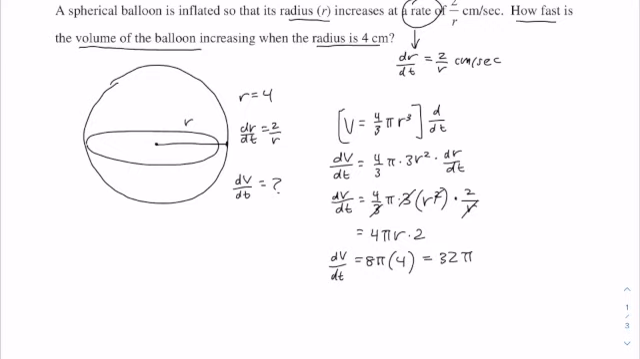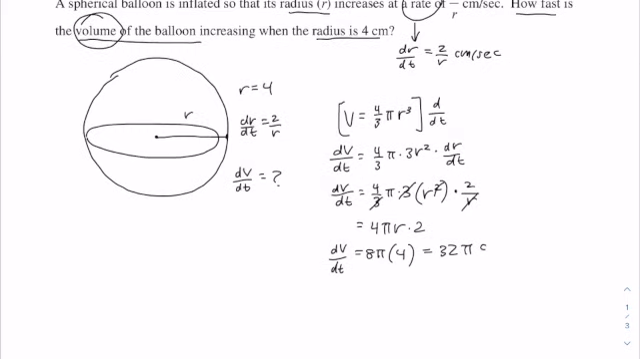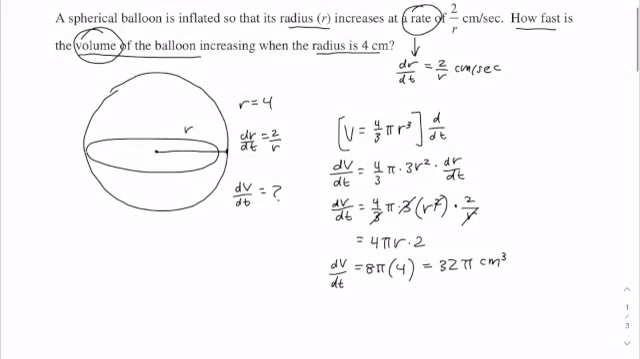And then for our unit, because we are given the volume, which we found the volume or how fast the volume is changing, we know that it's going to be centimeters cubed per second. So this is our answer right here.